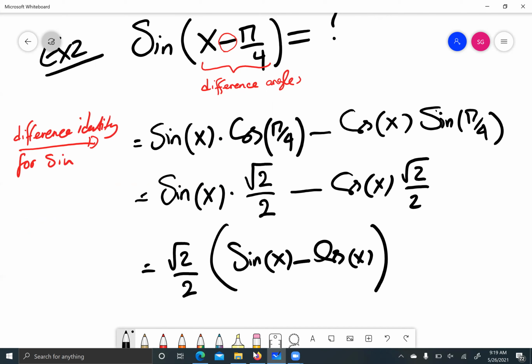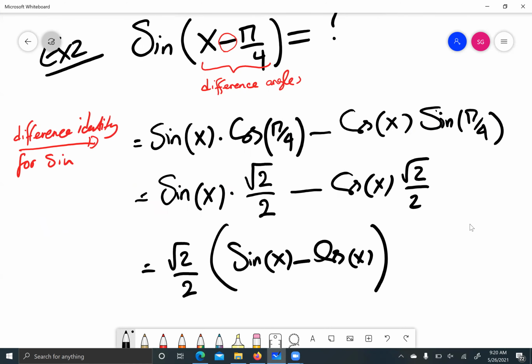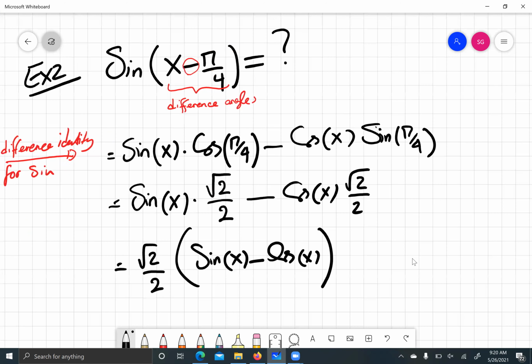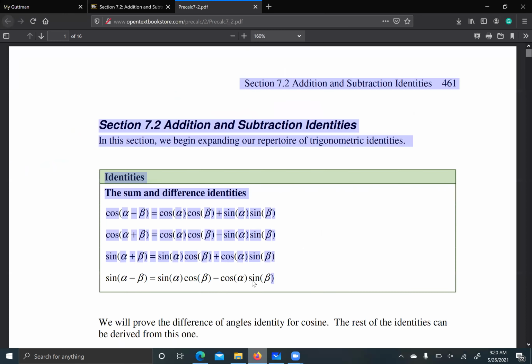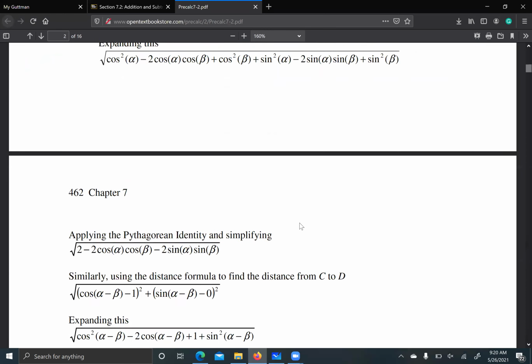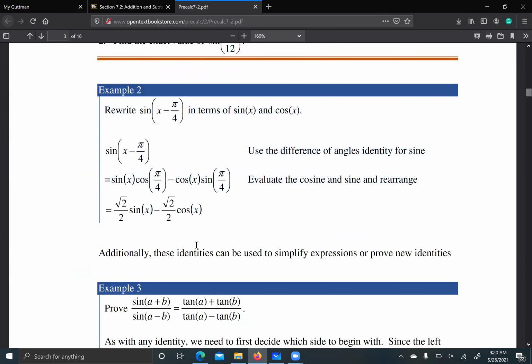That's it. So as you can see here, we rewrote sine of x minus pi over 4 as an expression that only contains sine of x and cosine of x.